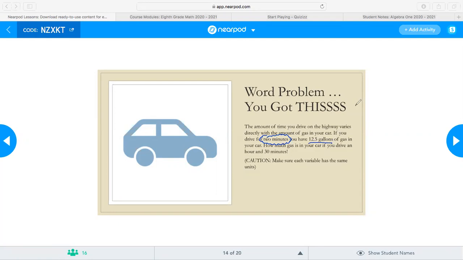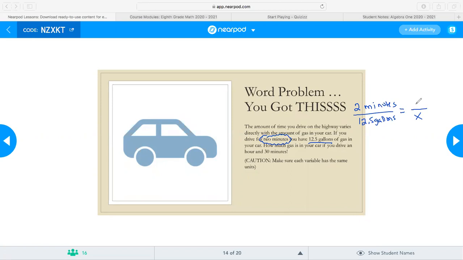Automatically, I'm gonna start writing. Okay, 2 minutes, I'll have 12.5 gallons. How much gas is in your car if you drive an hour and 30 minutes? So I'm looking for how much gas I have. So I'm looking for gallons. So I got to put my unknown in the same spot as my other gallons.